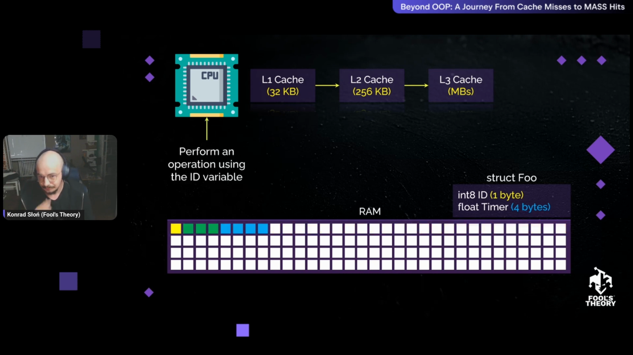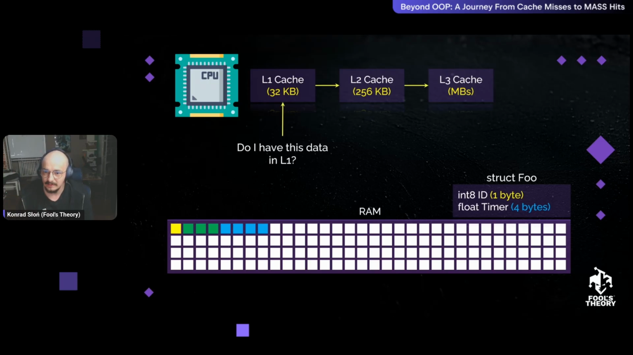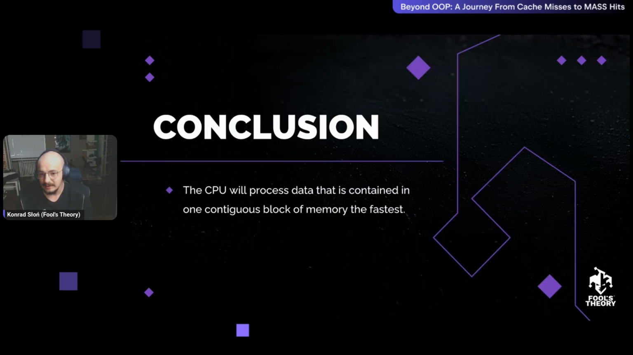Thanks to that, if we want to do something different, for example with the ID variable, not the timer variable, we are using a different variable, but now when the CPU checks the L1 cache, this data will be there, because together with the timer, in that whole chunk, there was also the ID variable. So the CPU will get the data from there really quickly, and that will be super performant for your gameplay or for your code.